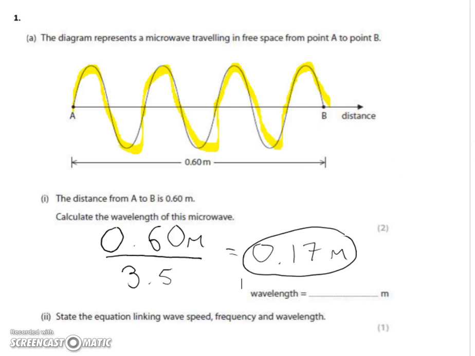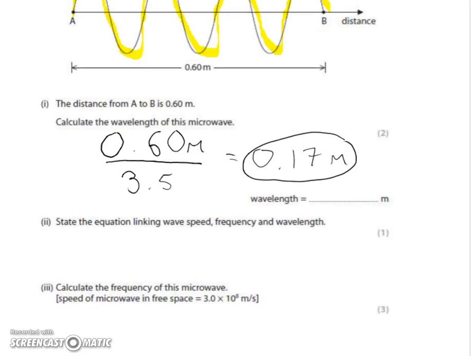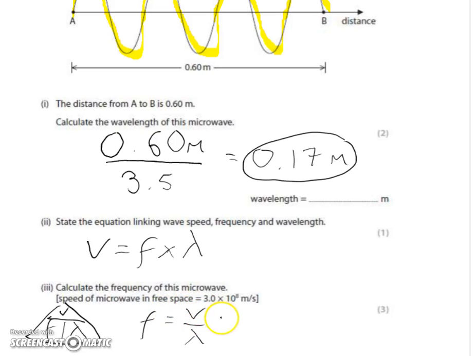It then asks us to state an equation that links speed, frequency, and wavelength. Well, wave speed is equal to frequency times wavelength. An equation you need to know. And then you're going to use that equation to work out the frequency of the microwave. So we're going to rearrange this. For those of you who like your triangles, on the top of the triangle we're going to have wave speed, frequency, and wavelength. So frequency then is going to be speed divided by wavelength.